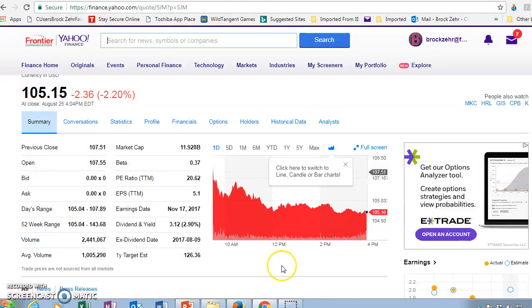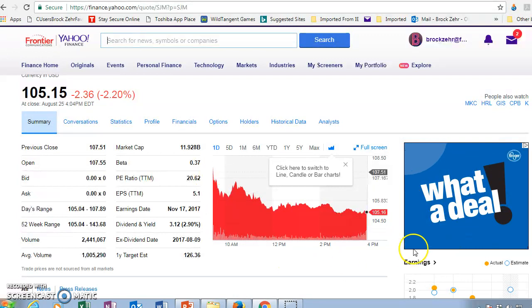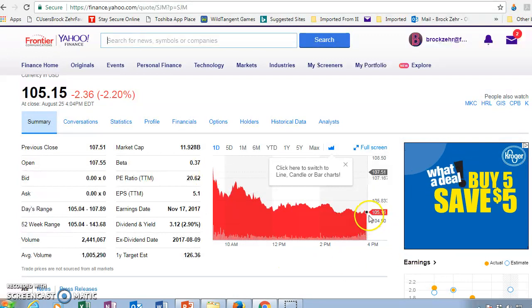Stock charts are a quick way to see what the stock price has done during a certain period of time. You can see during this one-day trading session, we started at 107.51 and ended at 105.15. So we dropped during the day.